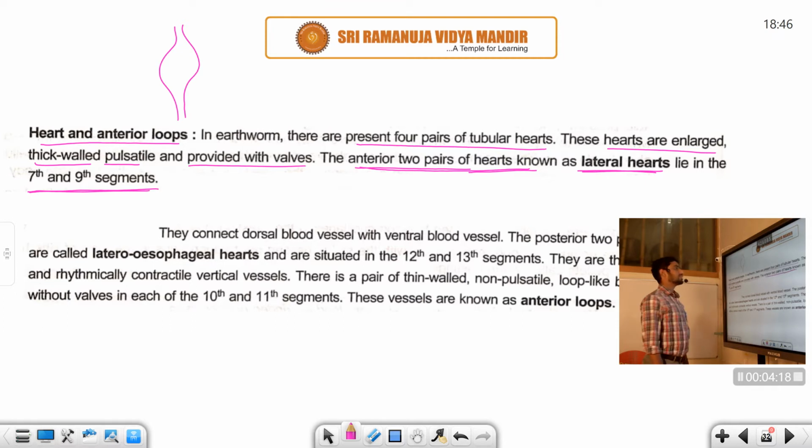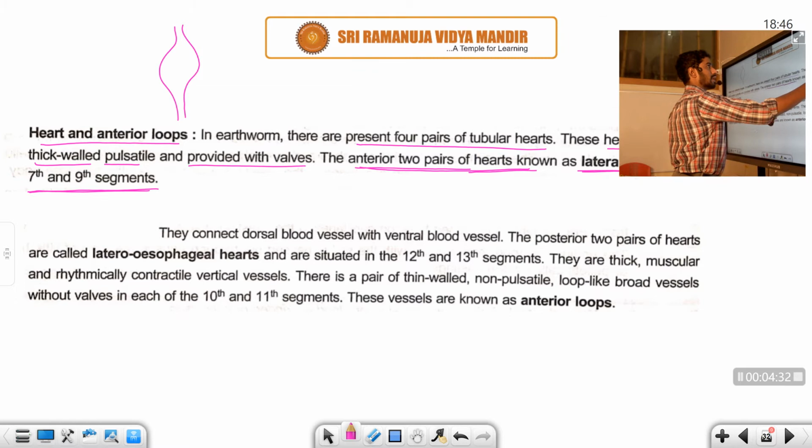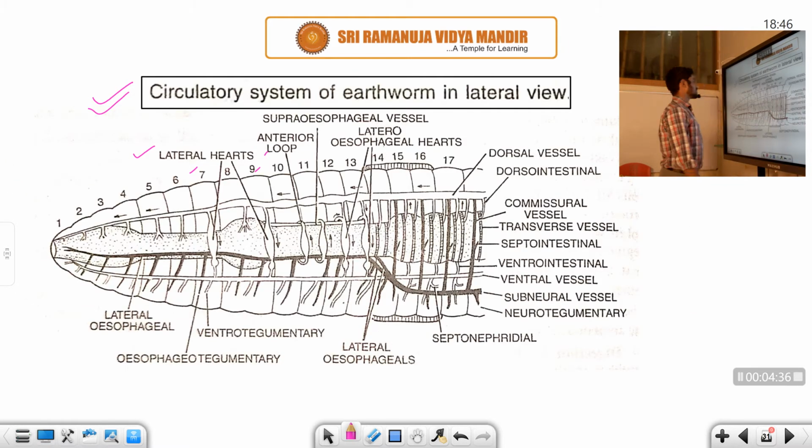So we are talking about the 4 pairs of hearts. Of these, 2 pairs we call the lateral hearts, present in the 7th and 9th segments. Now let us see where it is present. Let us discuss the first one, the lateral heart, now.